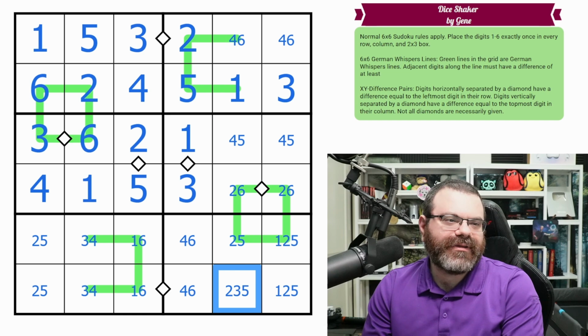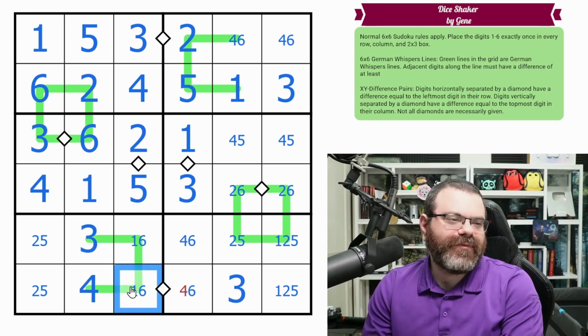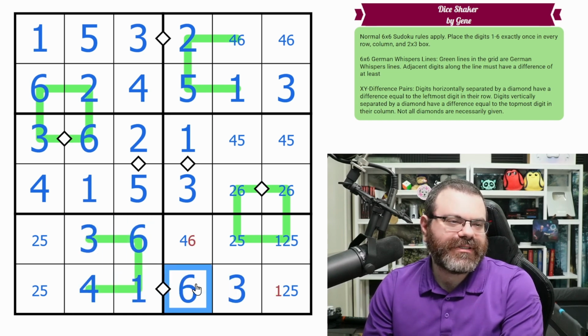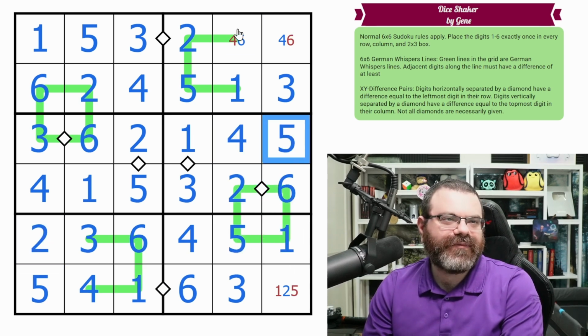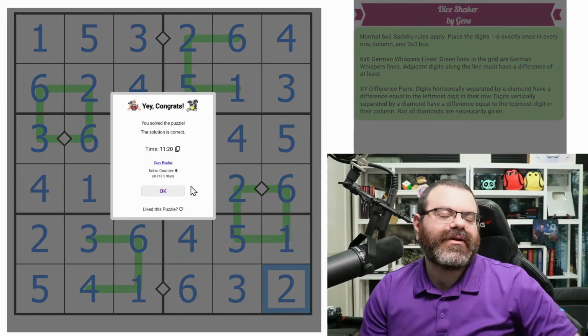Now 3 in this column can only go here. And that gives us 4 and 3. 4 goes with 1, 3 goes with 6. That's our 6 and 4. Difference of 5, that's 2. So we get the 5 and 1. 5 goes with 2, that's 6. We get 4 and 5, 6 and 4. That's a 2, and we're done.